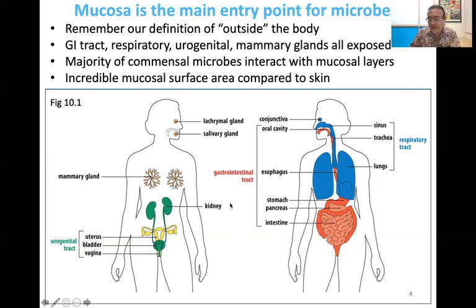So this cartoon just reminds us that all of these are examples. Whether you're talking about your respiratory tract, GI tract, here's your urogenital tract, here are the mammary glands, these are just examples of all of these that feature mucosal layers that separate the interior tissues of the body from the outside world.